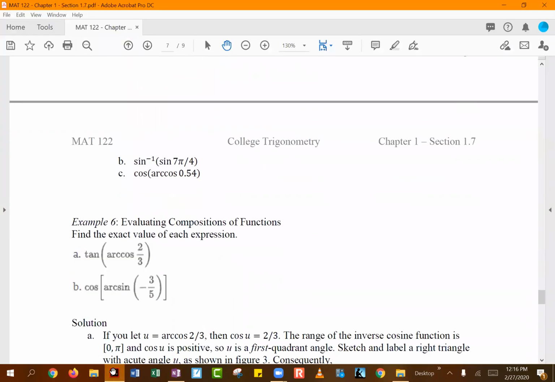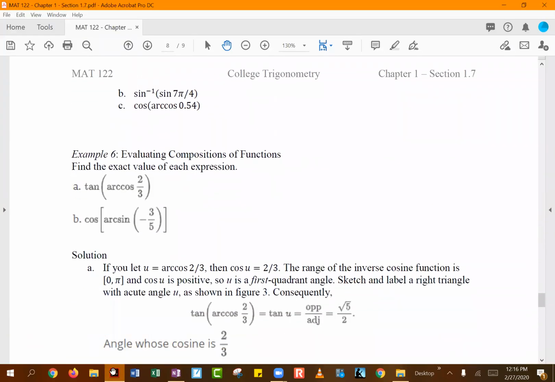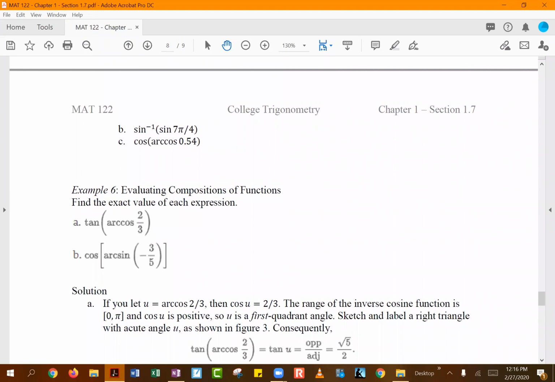All righty. Okay, how about we stop here so that gives you guys 15 minutes for the quiz. So we'll pick it up from example 6 next time.